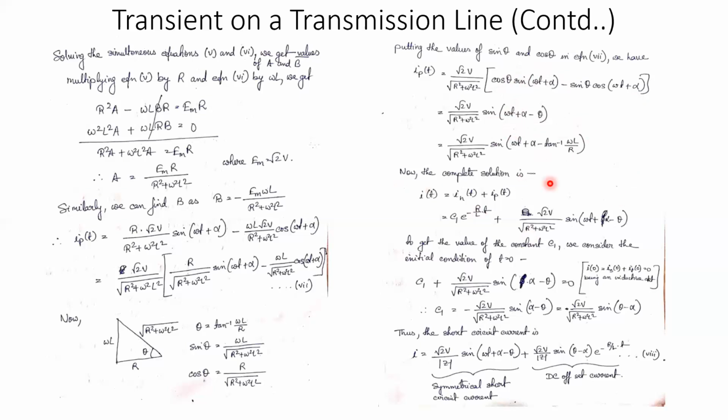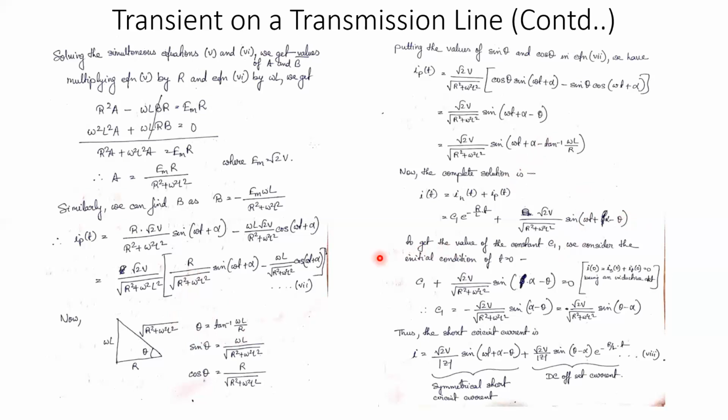Now the complete solution is the summation of the general solution and the particular solution. The general solution was obtained as i_h(t) is equal to C1 e to the power minus R by L t, which is an exponentially decaying function, and the particular solution was obtained here, which gives us root 2 V by root over R square plus omega square L square sine of omega t plus alpha minus theta, where theta can be replaced by tan inverse omega L by R.